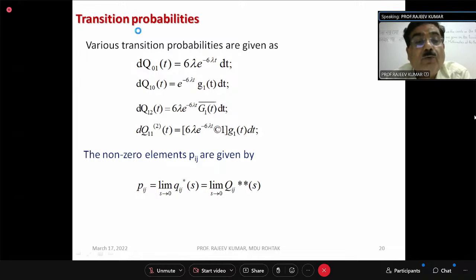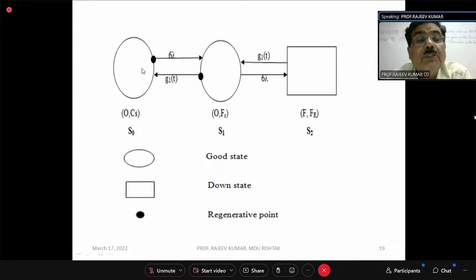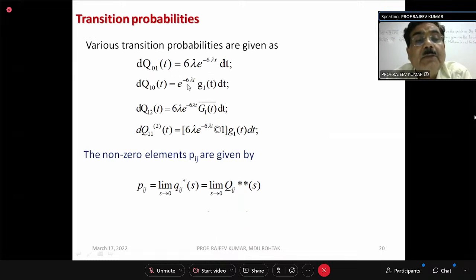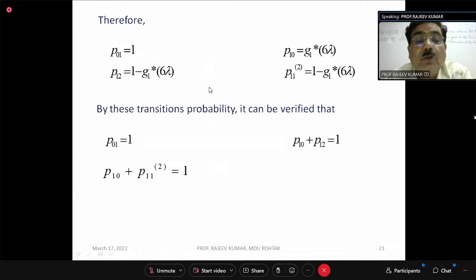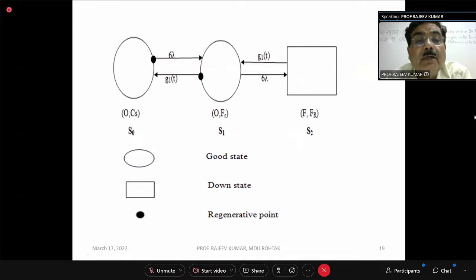So similarly, if I look for the probability from 1 to 0, this will be only possible when it is repaired. So the repair rate is there, e power minus 6 lambda t, because it is not going to the next state, and it will be g1 t. So this is a combined total probability that if you are going from state 1 to state 0, you take care that you should not move to the S2 state.